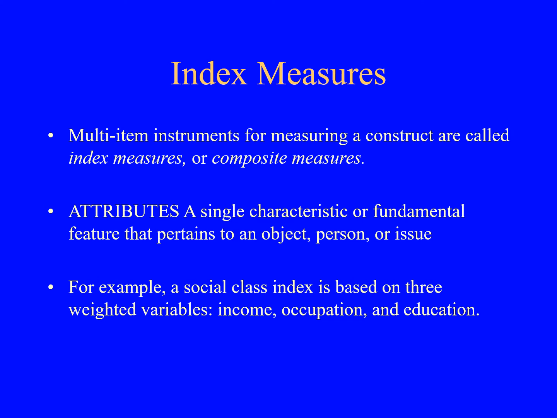Index measures. Multi-item instruments for measuring a construct are called index measures or composite measures. Attribute: a single characteristic or fundamental feature that pertains to an object, person, or issue. For example, a social class index is based on three weighted variables: income, occupation, and education.